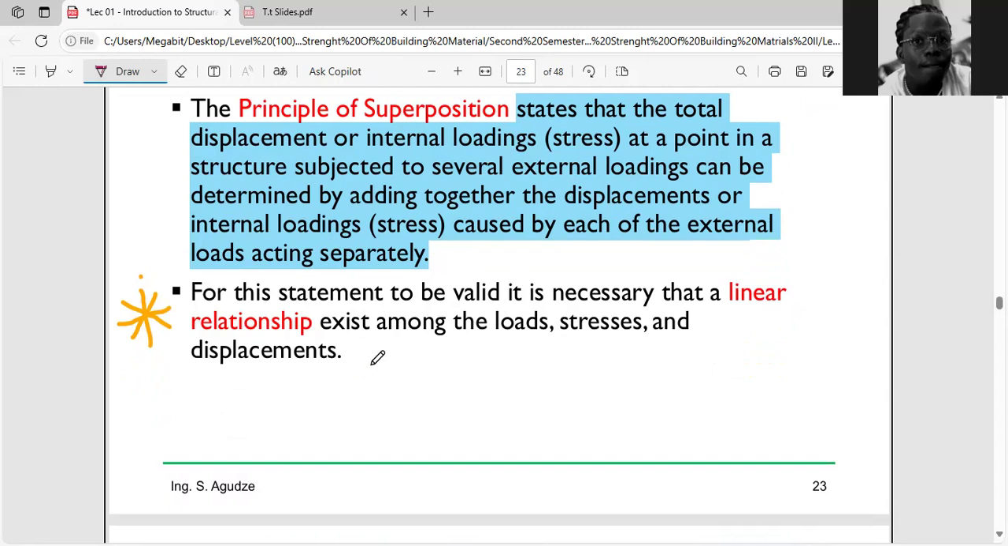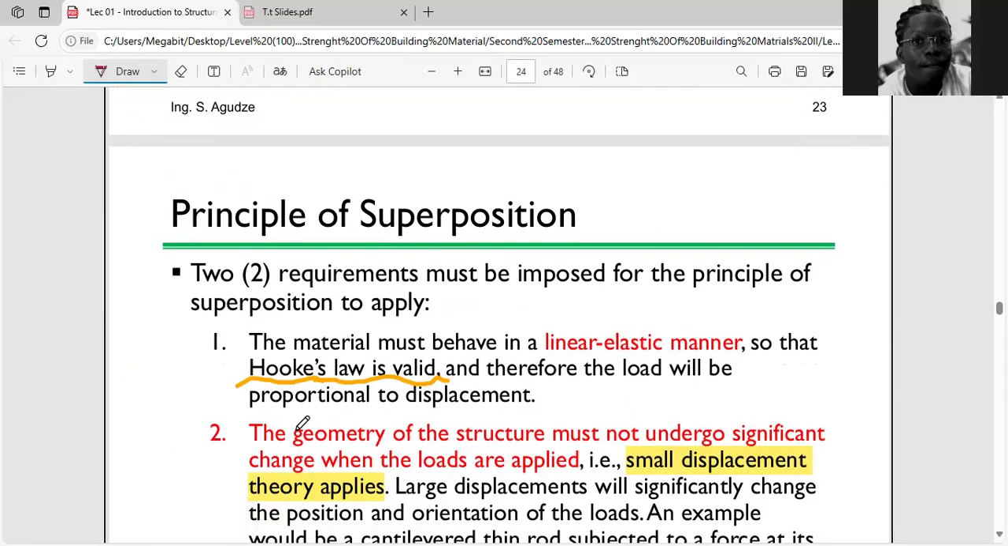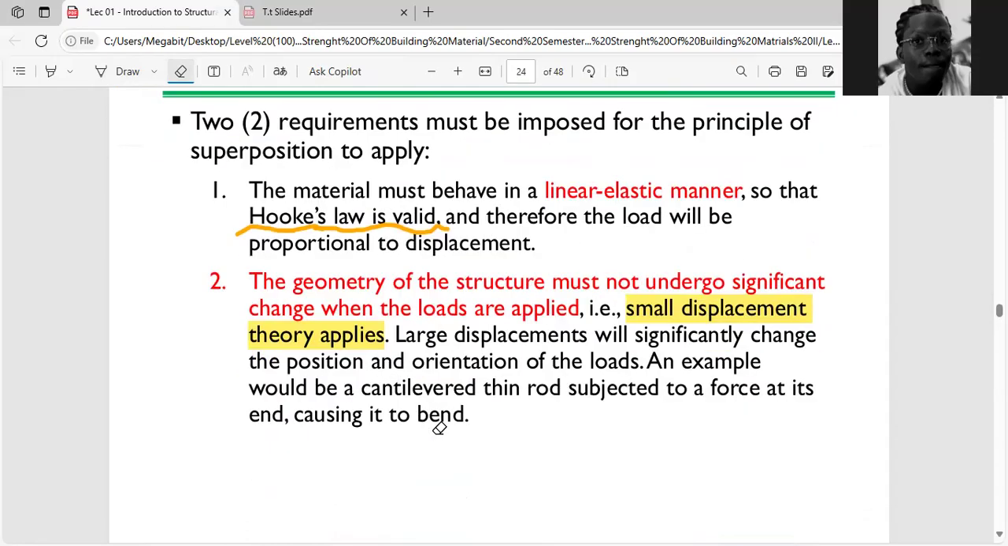For this statement to be valid, it is necessary that a linear relationship exists among the load, stresses, and displacements. The material must behave in a linear elastic manner so that Hooke's law is valid, and therefore the load will be proportional to displacement. The geometry of the structure must not undergo significant change when the loads are applied.